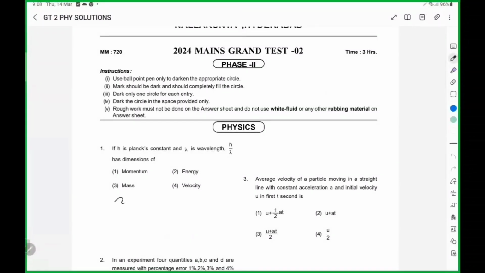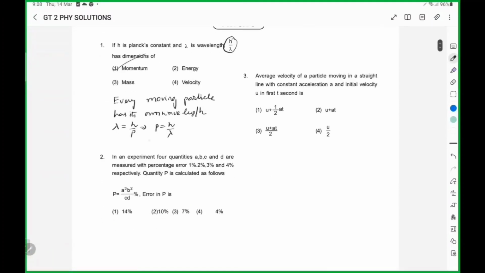Every moving particle will have its own wavelength. Every moving particle has its own wavelength, defined as lambda is h by p. That is momentum. So h by lambda here represents momentum.